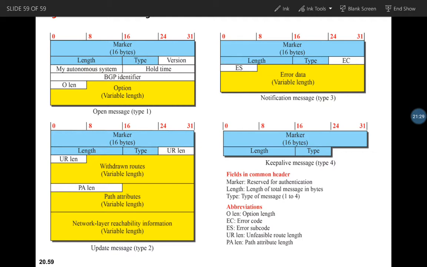In the next class we'll start with module 5, which is related to the transport layer. We'll be studying the introduction to the transport layer, and also the transport layer protocols, UDP and TCP, which will be discussed in detail with respect to error control, flow control, congestion control, all this.